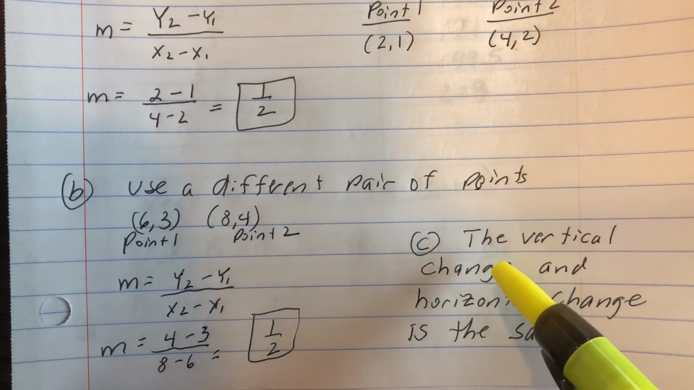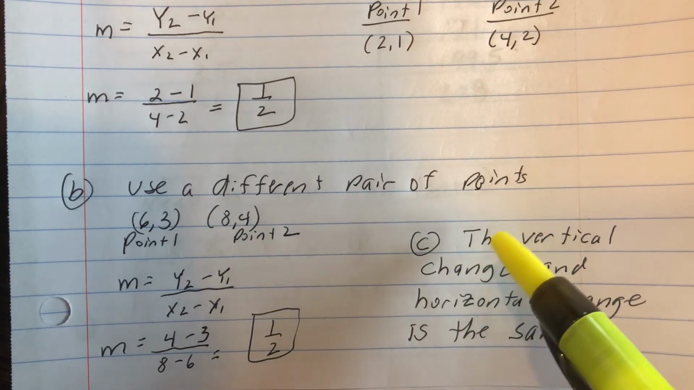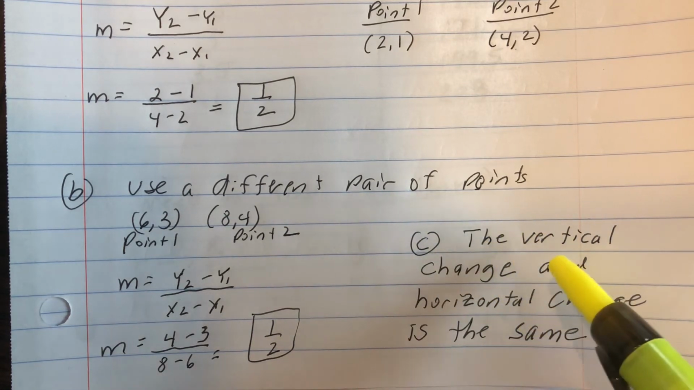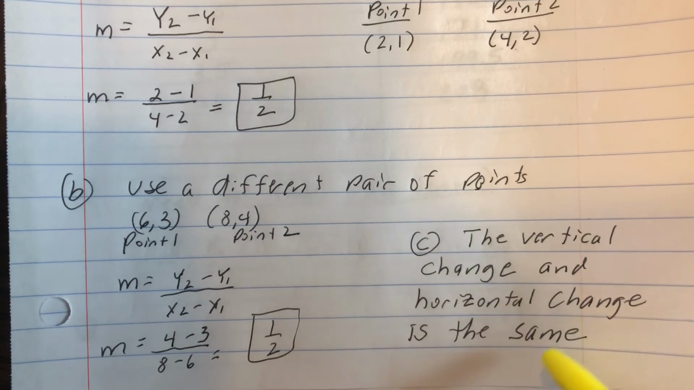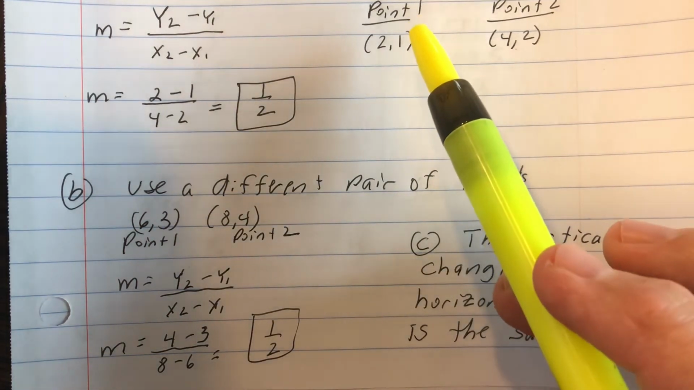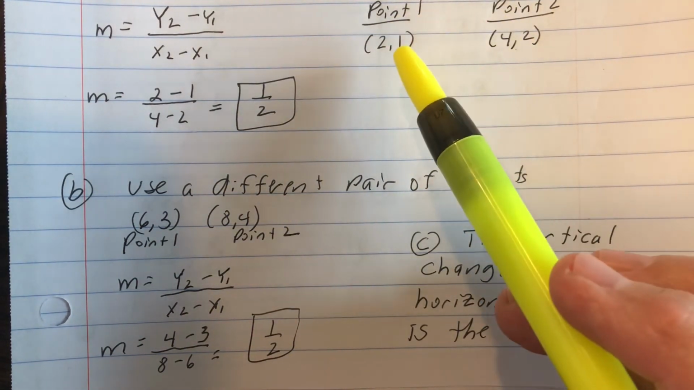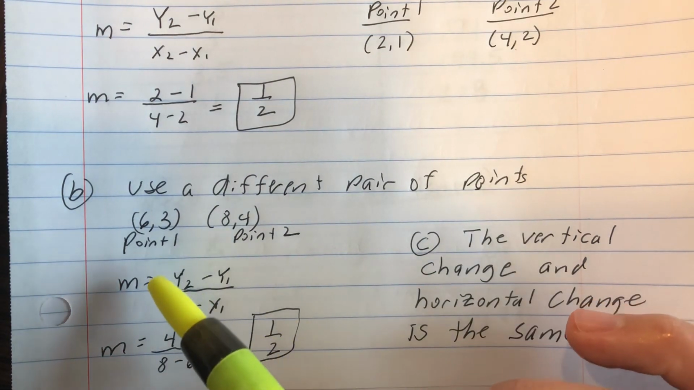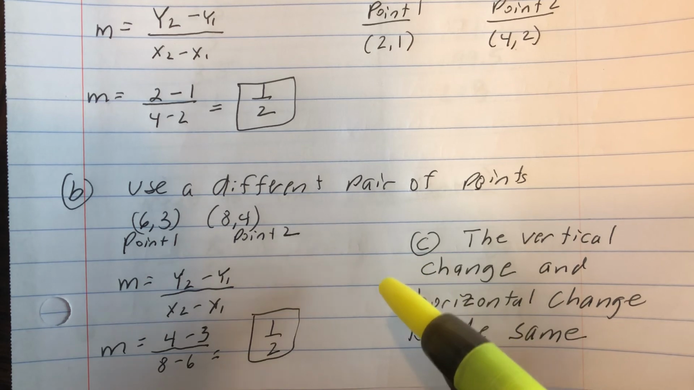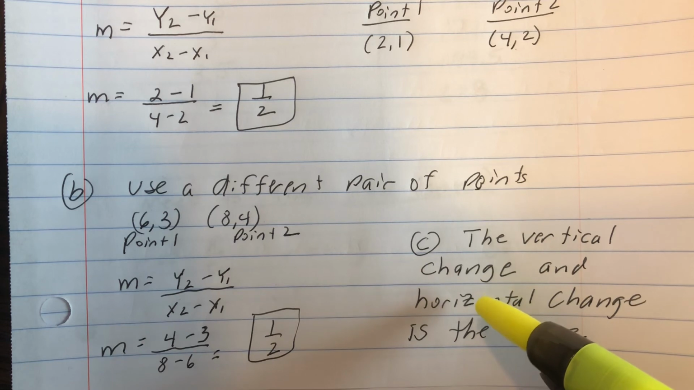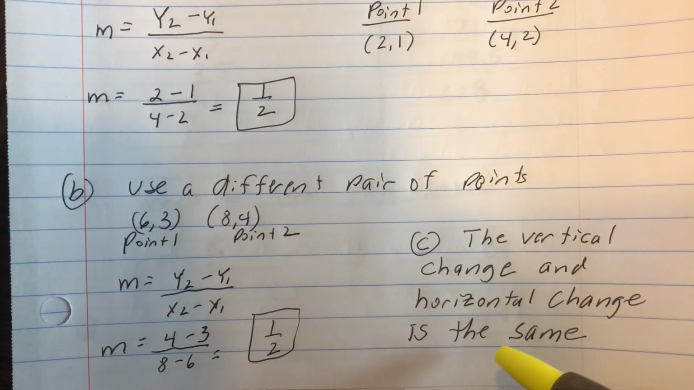Now, on question C, when they say to justify this or explain why this is happening, what you can say, and what I said here, is the vertical change and the horizontal change is the same on both problems. So it doesn't matter whether I choose my point 1 and point 2 like I did on example A, or whether I chose different points like I did on example B here. Your rationale and why you'd expect to get the same slope is because the vertical change, which is the change on the y-axis, and the horizontal change, which is the change on the x-axis, is the same between each set of points.